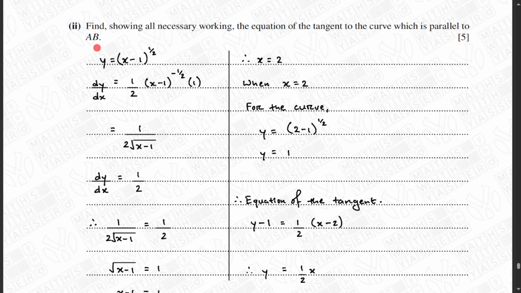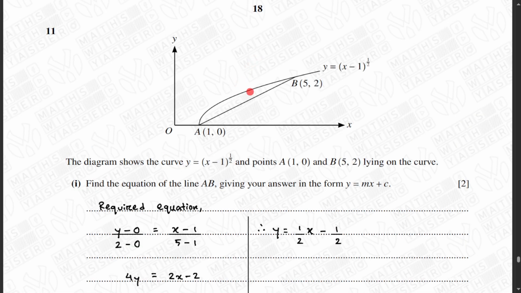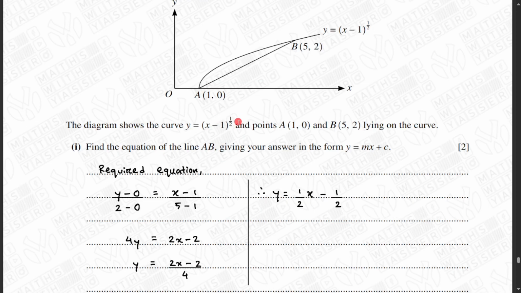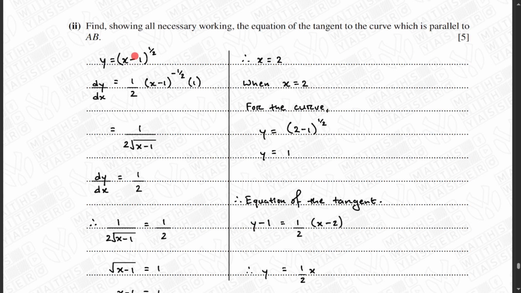So that means if we look into the diagram, they're asking for the line which is parallel to AB but must be a tangent to the curve. So it will lie somewhere over here. Since they are parallel, that means they will have the same gradient. So let's first find the gradient.